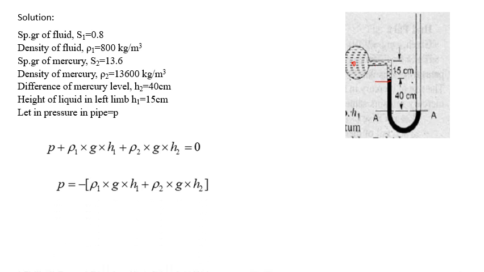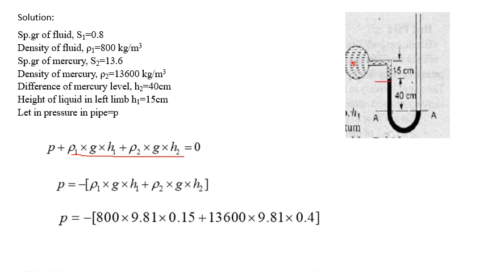Now substitute the values for this one. The whole expression term is taken to the right hand side, so P equals minus. Then substitute the values here. The pressure P equals minus rho 1, that is 800, multiplied with 9.81 g, then height of 15 centimeter, that is 0.15 meter, plus density of the mercury 13,600, 9.81, then height h2, that is 40 centimeter, that is 0.4 meter, equals 0.